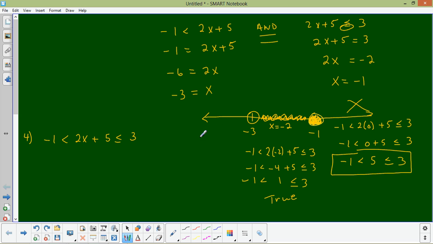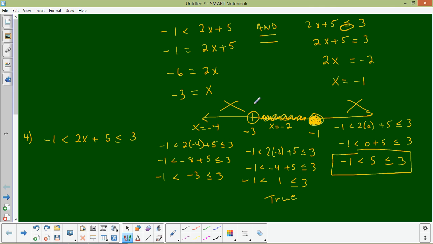And then a number below negative 3 will not work. Like if you try negative 4, you have negative 1 less than 2 times negative 4 plus 5 less than or equal to 3. You get negative 1 less than negative 8 plus 5 less than or equal to 3. Negative 1 is less than negative 3. Well, no, it's not, so it fails right there. So even though negative 3 is less than 3, negative 1 is not less than negative 3. Numbers in that interval don't work.